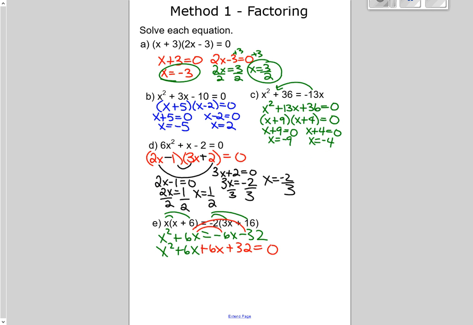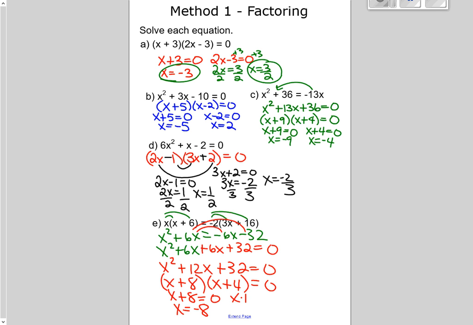All right. And then I can combine my middle term to give me 12x plus 32 equals 0. So this is going to be x plus 8, two numbers that multiply to 32 but add together to give me 12. x plus 8 and x plus 4. And once again, set each one of those equal to 0 and solve for x. My two answers would be -8 and -4. So we had to get rid of our brackets and then move everything over to the other side so that we got it equal to 0, and then we factored it.